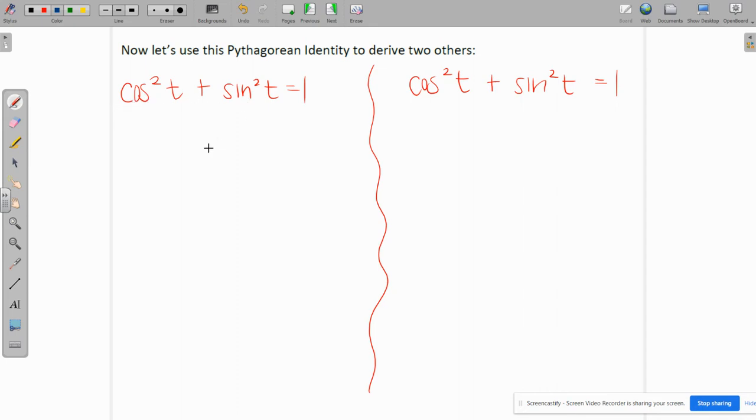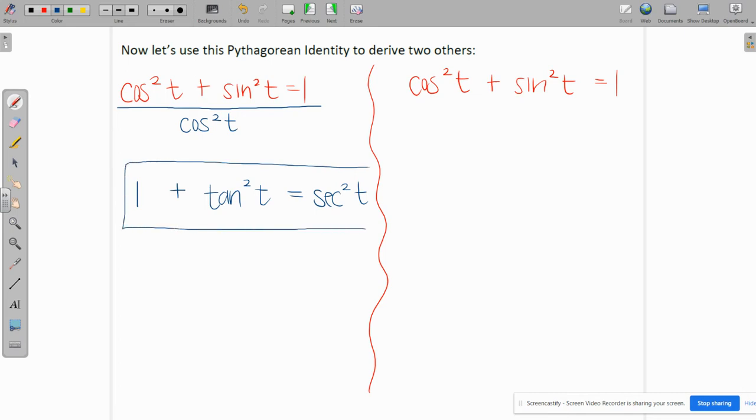So we have cosine squared and sine squared. You need to pick one of them, and you're going to divide everything on both sides by that one trig function. So if I divide everything on both sides by cosine squared of t, then cosine squared divided by cosine squared is 1, plus sine squared divided by cosine squared is equivalent to tangent squared of our angle, equals 1 divided by cosine squared, which is secant squared. So 1 plus tangent squared equals secant squared. This is our second Pythagorean identity.